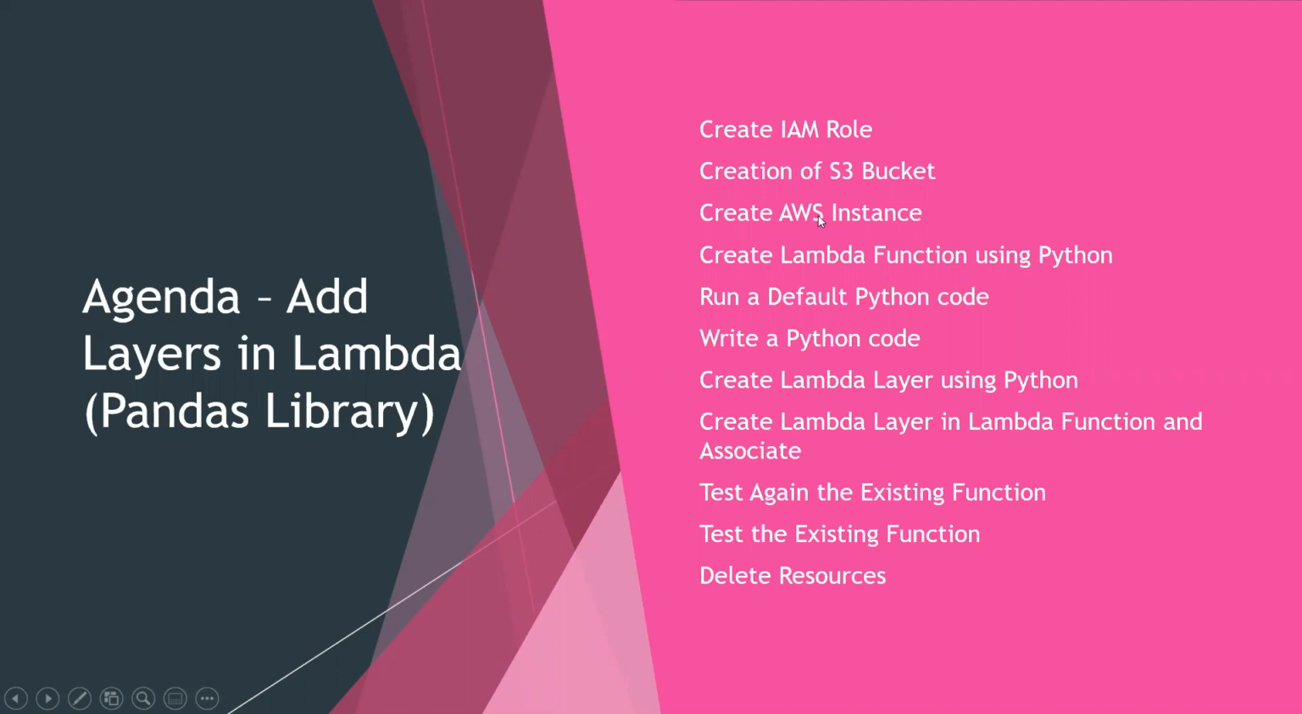and we will create the AWS instance, create a Lambda function using Python, run a default Python code, write a Python code in the Lambda function, and create a Lambda layer using Python. So after creating the layer, we will add the Lambda layer to the Lambda function and associate it.